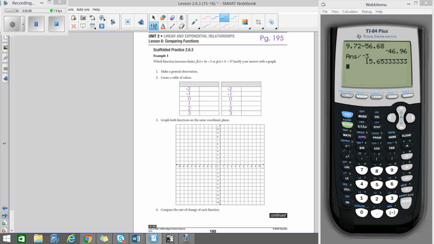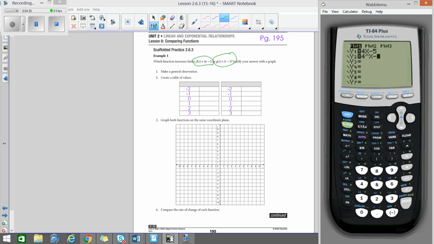To do that, we're going to start on page 195. I want you to put both of these functions, f of x and g of x, into your y equals. So go to y equals, clear out whatever you have, and type these in: 4x minus 5, and 4 to the x, so exponent x, and then minus 5. Again, those functions look very similar, but they're not.